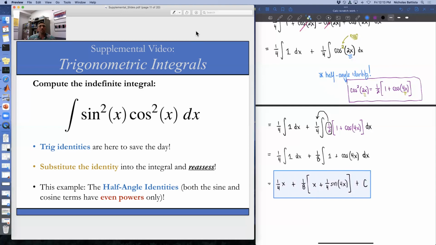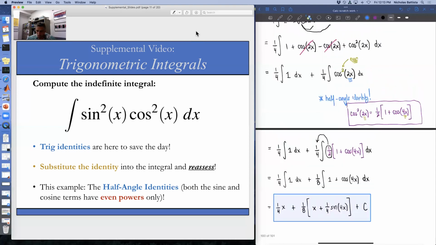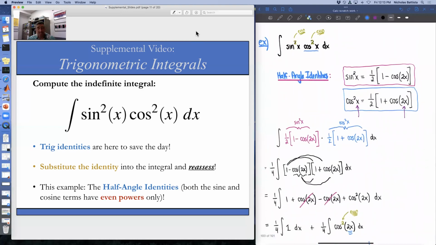So just to bring us back through this entire problem, we started with sines and cosines that were both raised to even powers. And when this situation arises, we use the half angle identities and replace both sine squared, cosine squared, all of those even power terms with half angle identities. And then once we do that substitution, reassess after we do some algebra and see what else is left over, and keep using identities as need be.